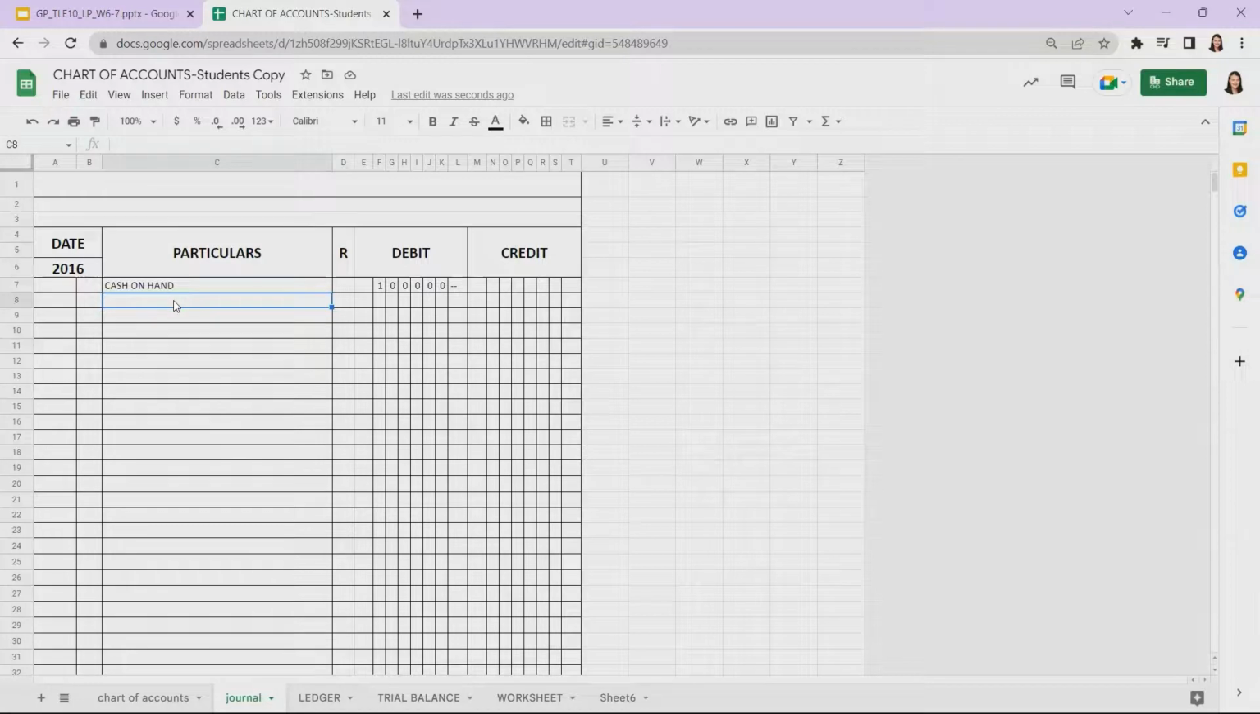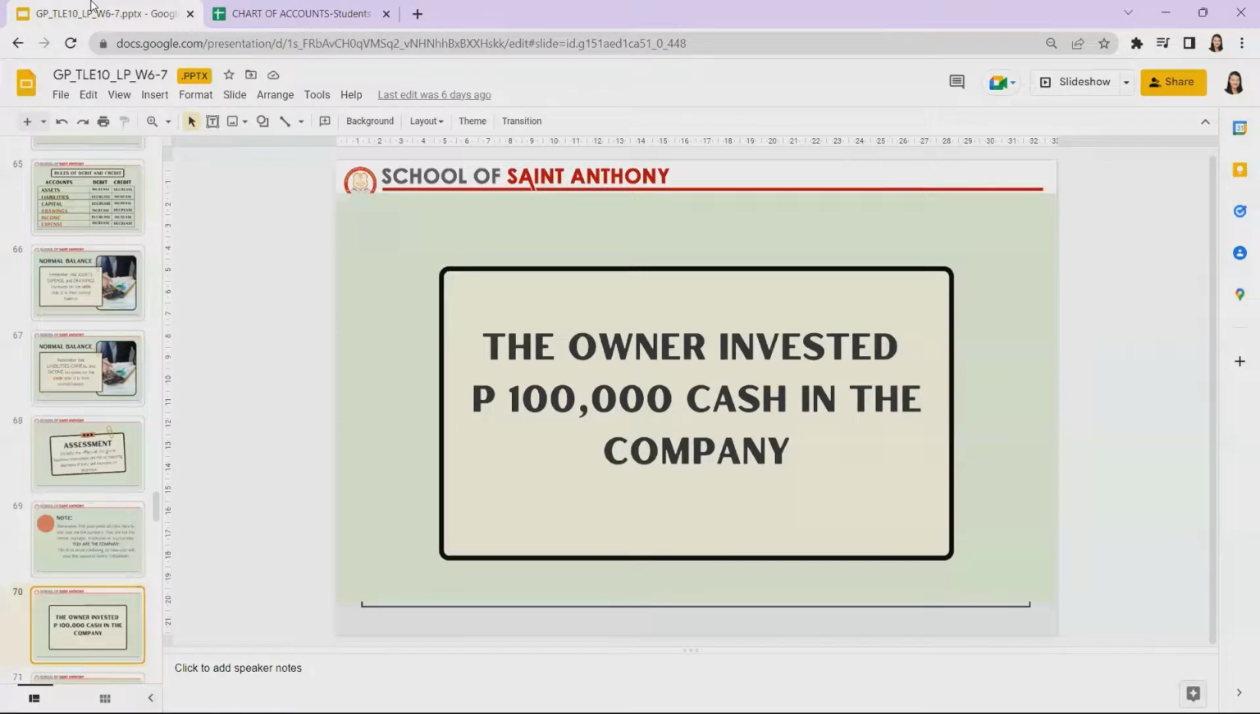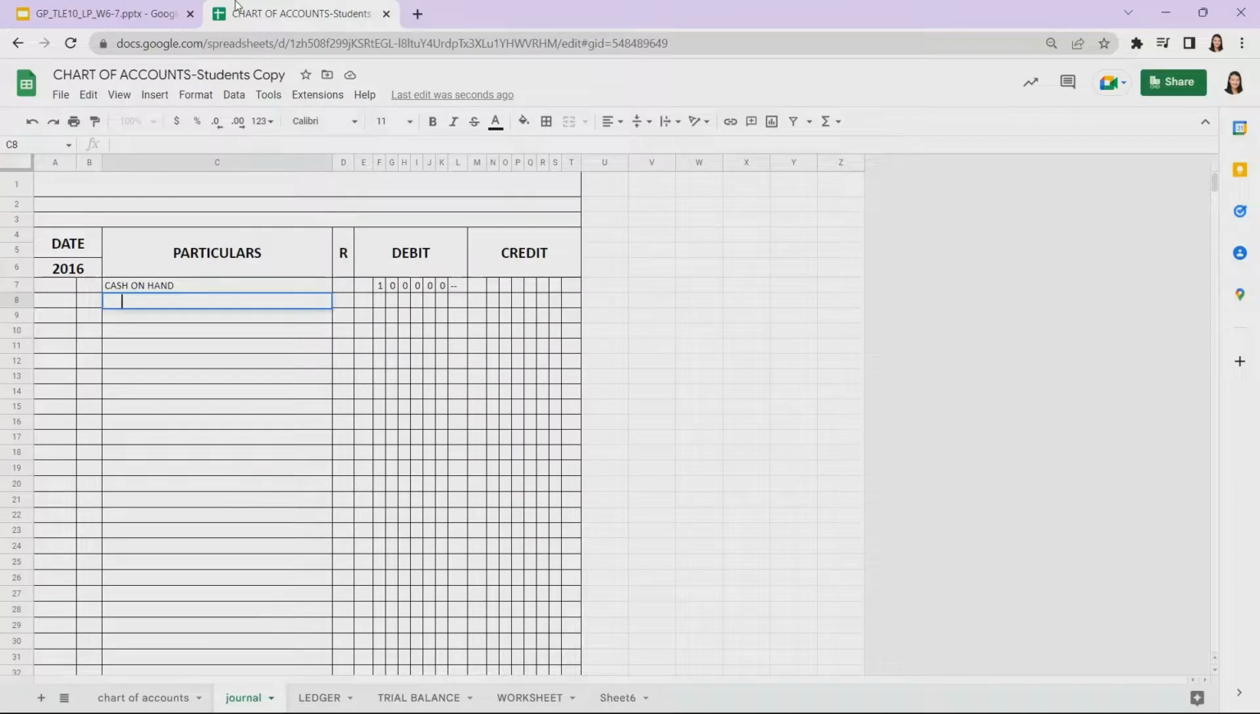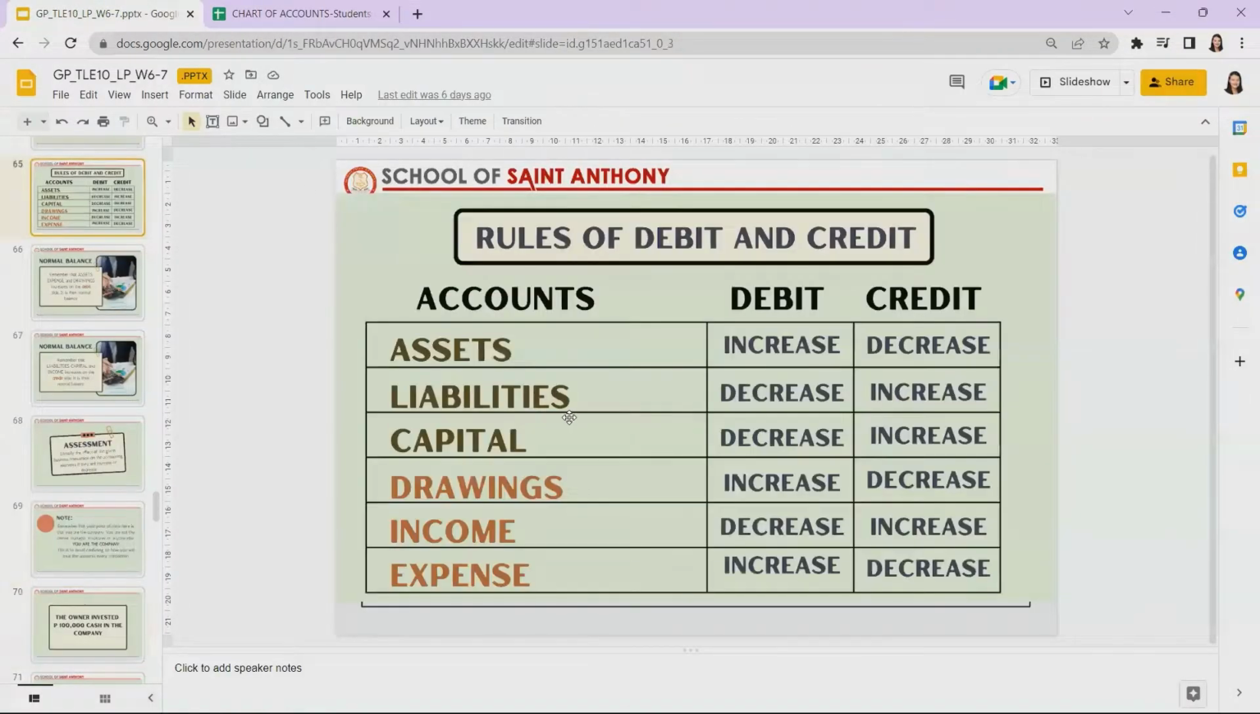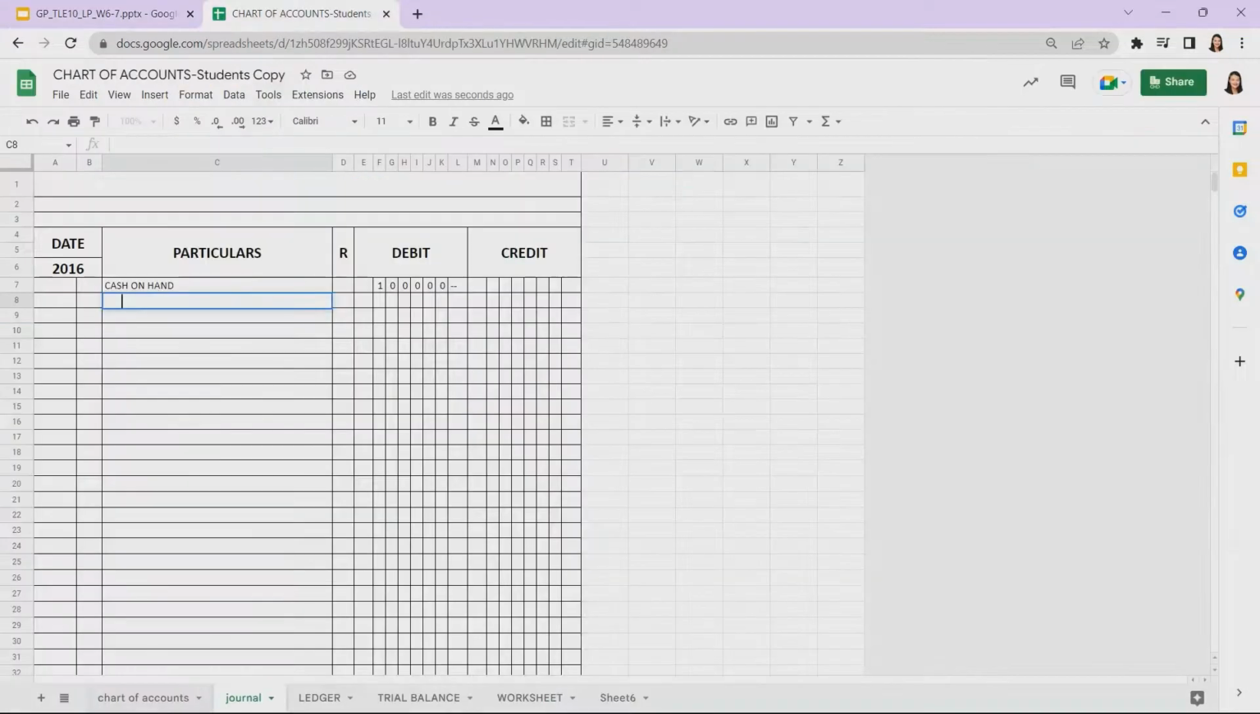Now, what should be our credit? Our credit should be the owner invested. So, meaning may investment. Our equity account was affected. Naapektuhan yung ating equity account. And since it is an investment, meaning the equity account of the owner into the company increases. So, pag nag-increase daw ang equity ng may-ari, saan natin nilalagay? According to the rules of debit and credit, we put it on the credit side. What should be the proper account title that we must use? Ano daw ang account title na gagamitin natin?